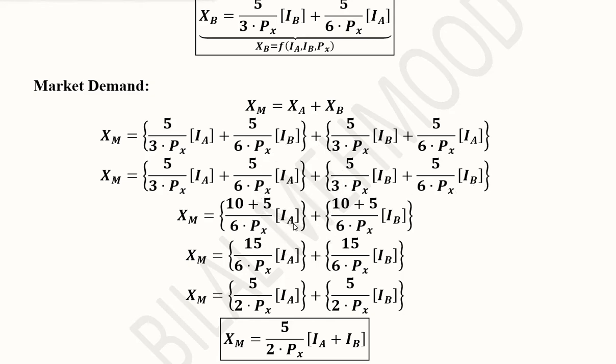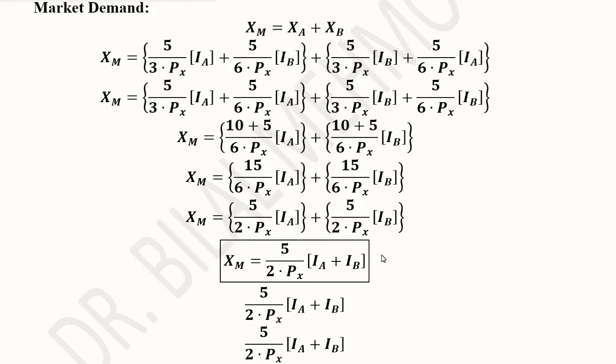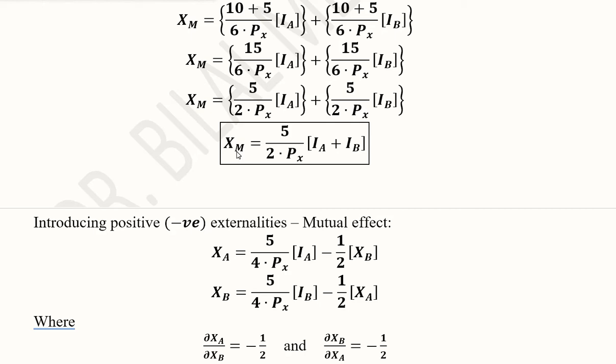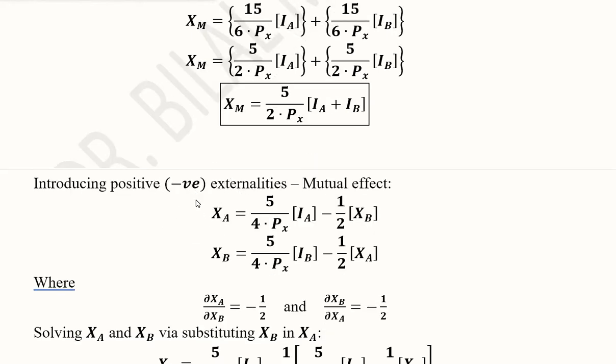Here we have done this, IA taken common and IB taken common, and then a simplification is done, which you can easily do by pausing the video, and XM is here. This is the value of XM, which is the demand function in the market for both household A and B, where the externalities of the mutual effect have been incorporated. And here the externality is positive, but the negative externality is another possibility in the case of this mutual effect, where the sign would turn negative and the remaining expression will remain the same.